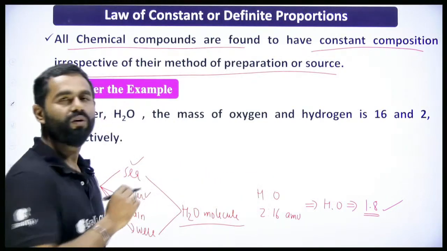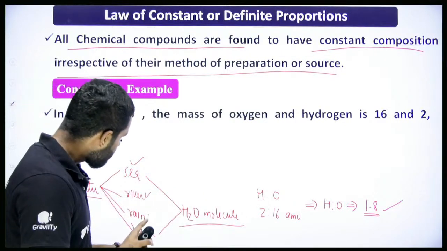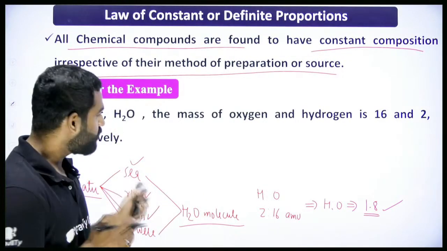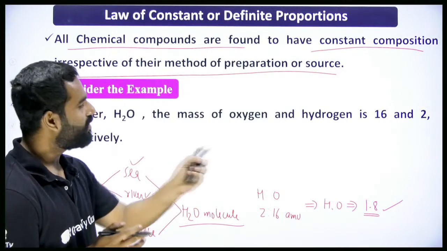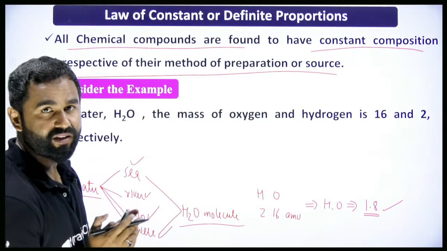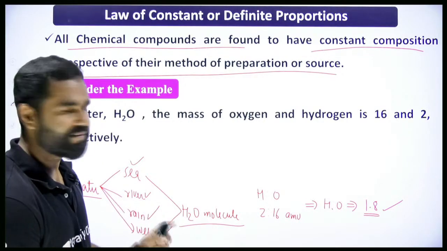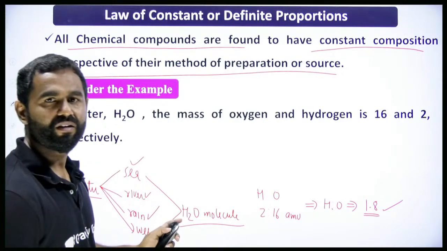In river water also, hydrogen and oxygen will have the ratio of 1 is to 8. In rainwater also, hydrogen and oxygen will have the ratio of 1 is to 8. In well water also, hydrogen and oxygen have the ratio of 1 is to 8. Simple. Right? So, remember this.